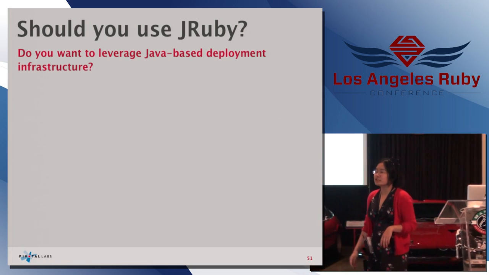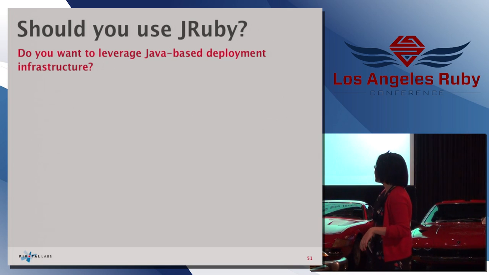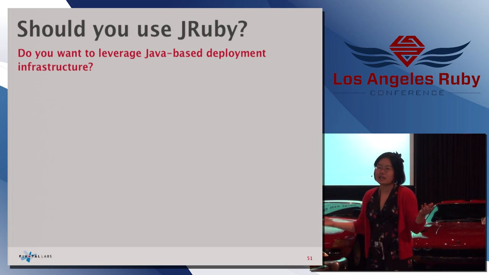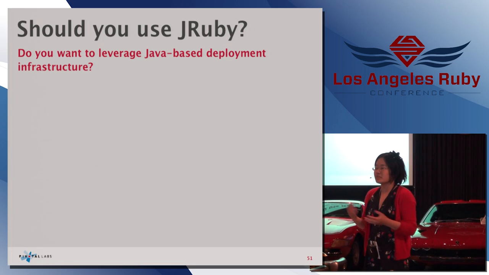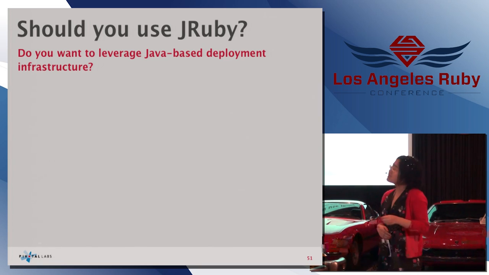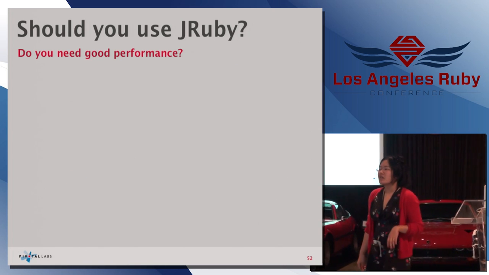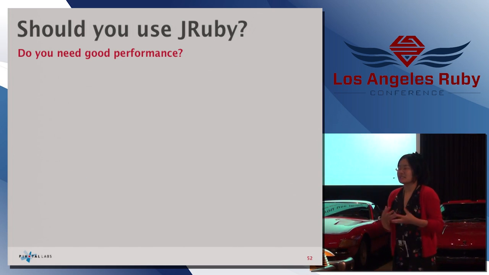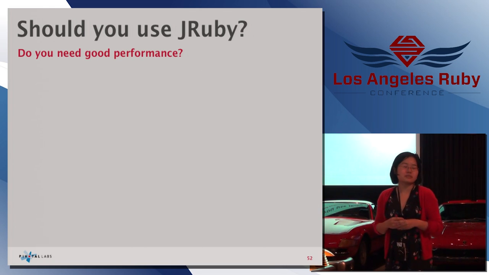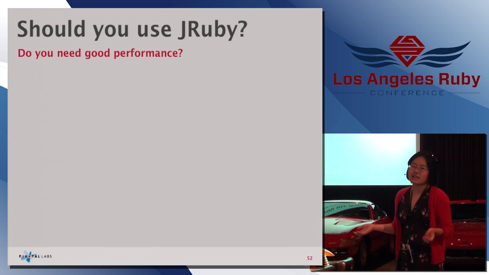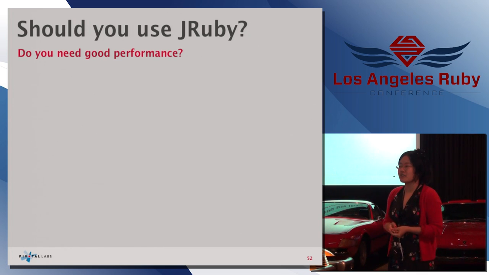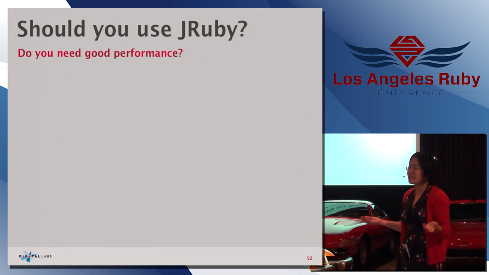The second reason why you should use JRuby is, do you want to leverage Java-based deployment architecture? Is your app going to be deployed by system administrators who have no interest in learning how to deploy Ruby? And the third reason is, do you need good performance? I know that previously when I said about performance, I just said that it was a good thing, but that's not really true. It depends on the needs of your app. Do you anticipate having high load like Twitter, or is your app going to be visited by one person once a month?